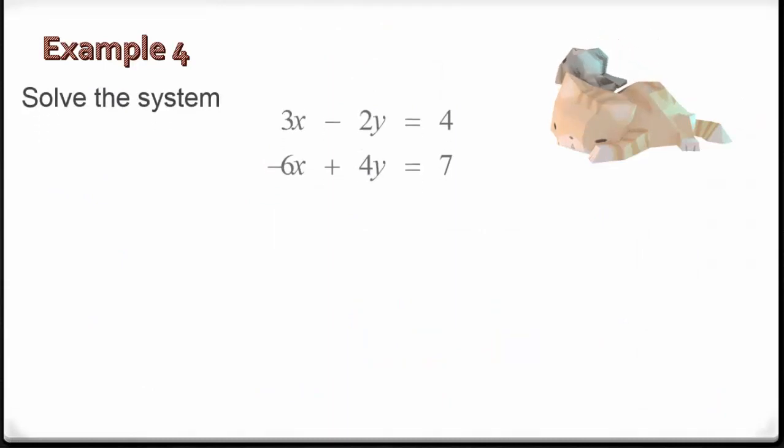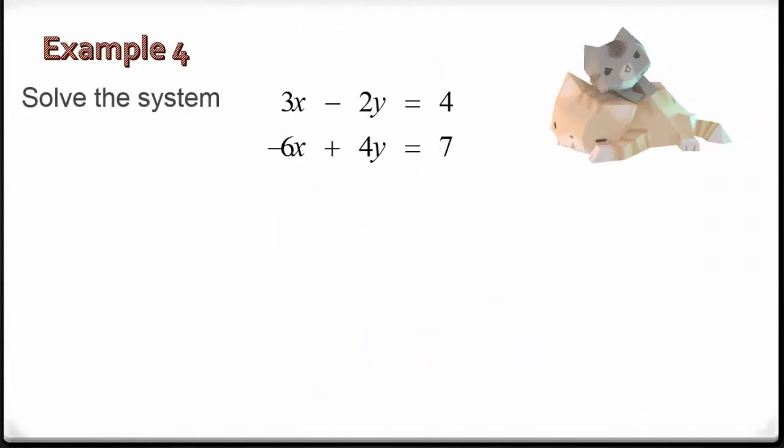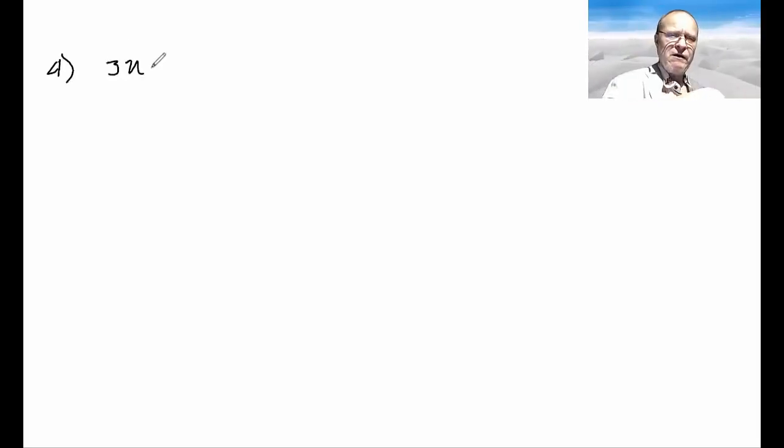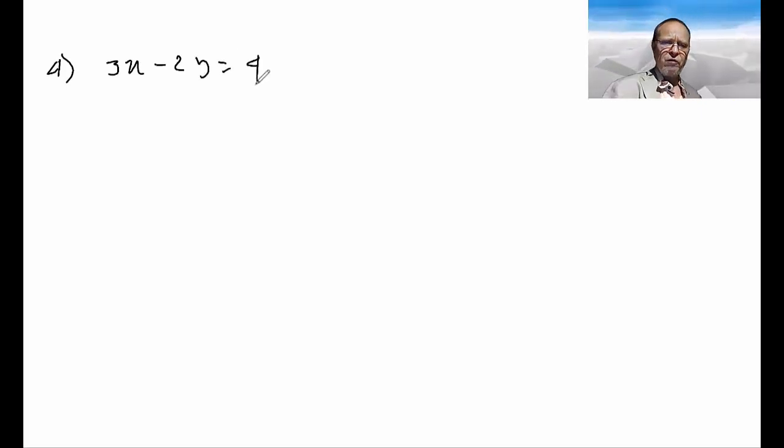In example number 4, I'm asked to solve this system of equations. So let me go over to the whiteboard and work this out. Now let's see what happens in example number 4. And here we have two equations. We have 3x minus 2y is equal to 4.